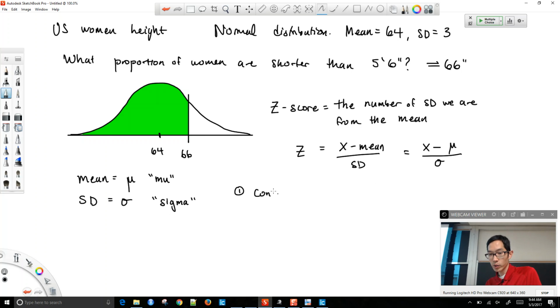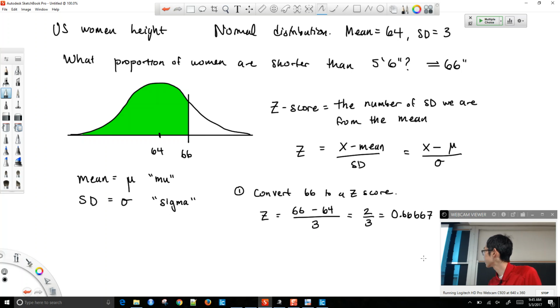Step 1 will be convert the measurement 66 to a z-score. So I say z is equal to 66, that's my measurement, minus the mean, which is 64, divided by the standard deviation of 3, and I get z is equal to 2/3, 0.66667. That's step 1. We've converted 66 into a z-score.